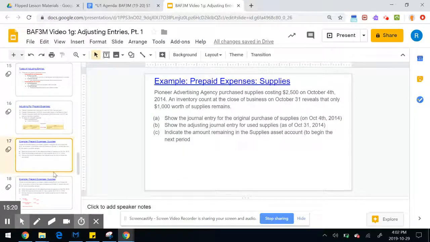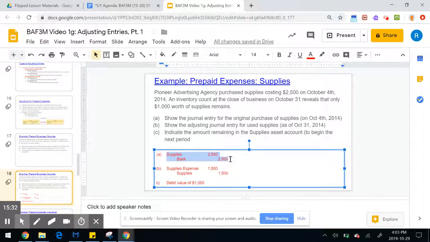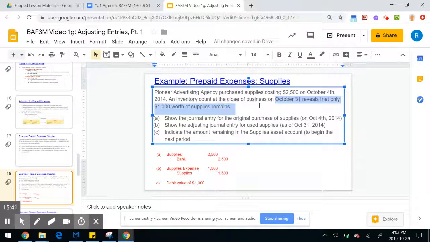So here was the first question again. I'll just go straight to the answer, which I've already shown you. So here's the question. Here is the answer. On October 4th, we bought the supplies for $2,500. So this is not an adjusting entry. This is just a normal accounting entry. We spent $2,500 on supplies. So pretty standard transaction here. But at the end of the month, we count our supplies again, October 31st, and we realize we only have $1,000 of supplies left.